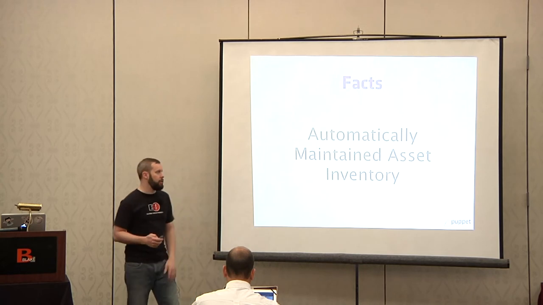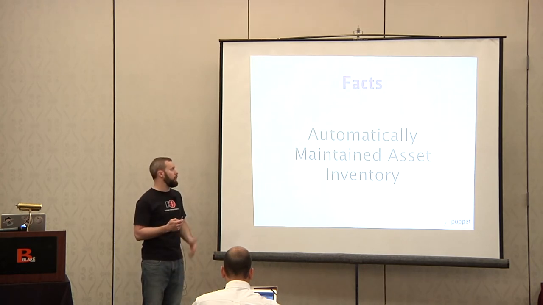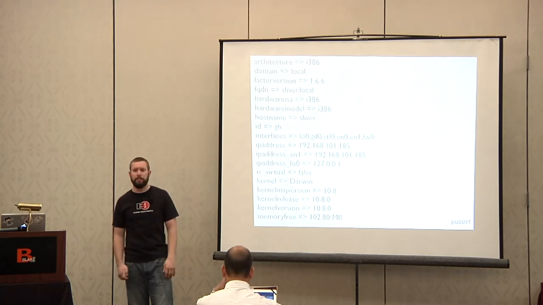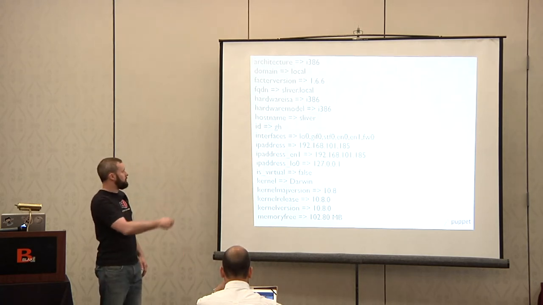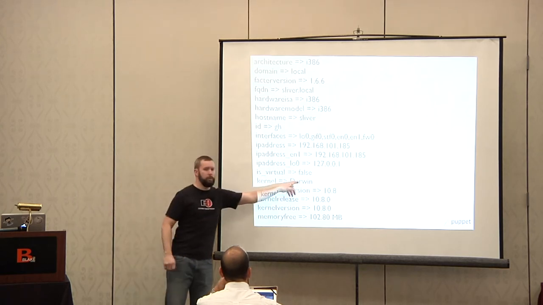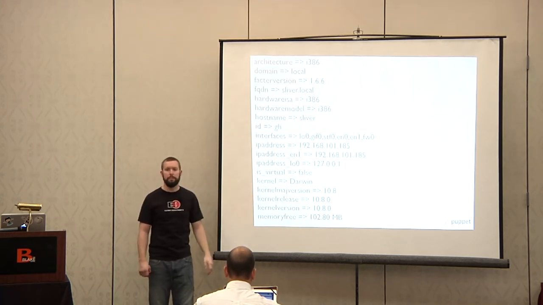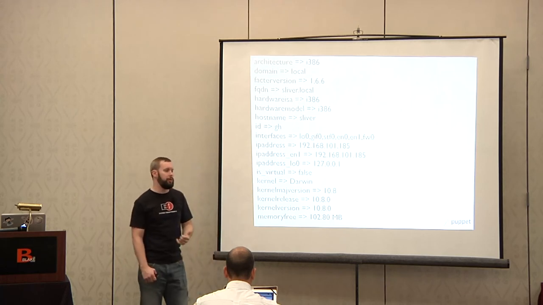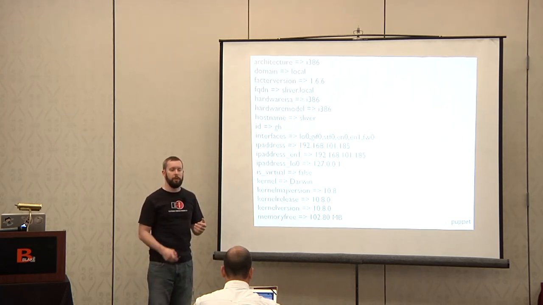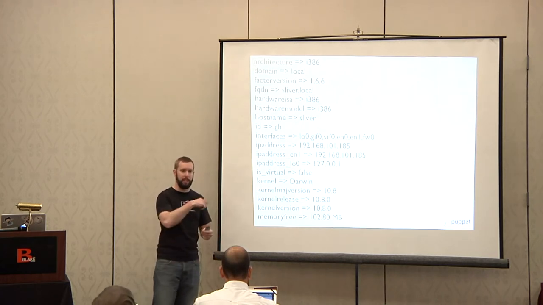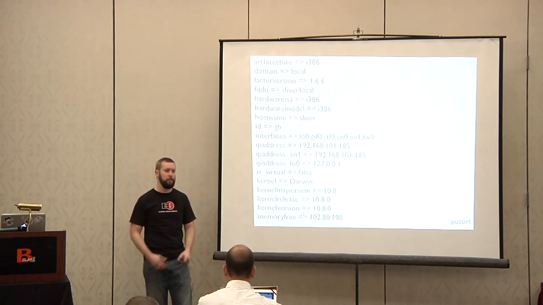So facts provide asset inventory as well, and they're just key value pairs. This is just a short list of facts, and then we see the values. Each of these is available within the Puppet language as top scoped variables, which lets us do two things. Templates: imagine you have a bunch of web servers, and the only thing that's different is maybe your listen IP, where it's listening. You could have a file for each of your systems, or you could just templatize it and put in $IP address, and it would listen on that, right?